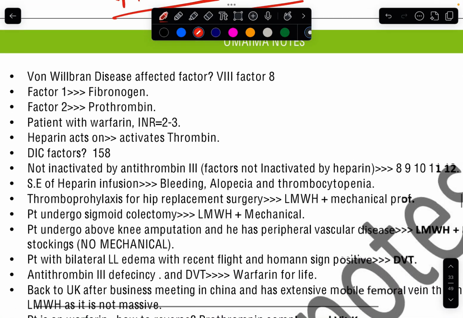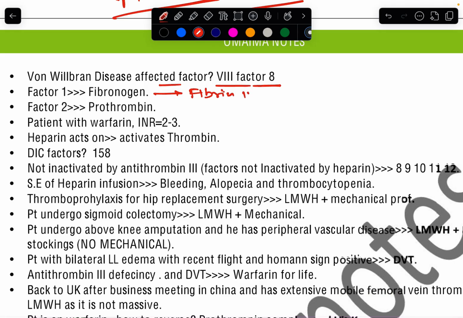Now, von Willebrand's disease affects factor 8, which helps the platelet. So von Willebrand's. Factor 1 is fibrinogen. So fibrinogen is converted to fibrin. This is converted to fibrin, which is factor 13.